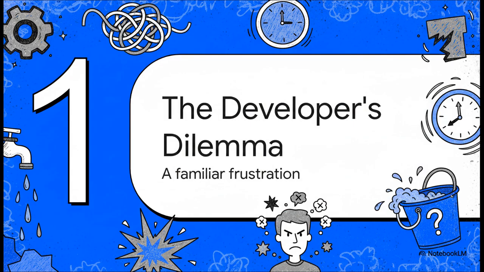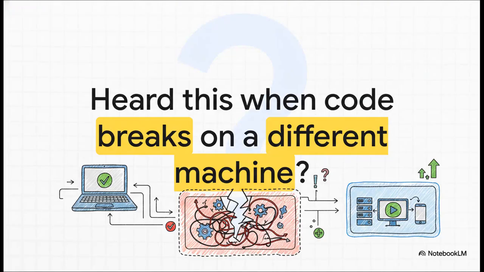See, before we can even get to the solution, we really have to understand the problem Docker was built to solve. It's this dilemma that's been the source of headaches and late nights for developers for, well, decades. Okay, picture this. A developer spends weeks, maybe months, pouring their heart and soul into building a new application. It works like a charm on their laptop. So they hand it over to a teammate, or they push it to a server, and bam, it just breaks. Everything grinds to a halt.